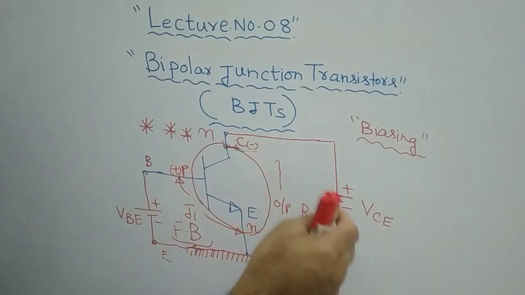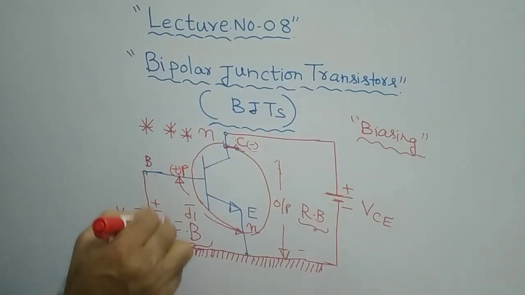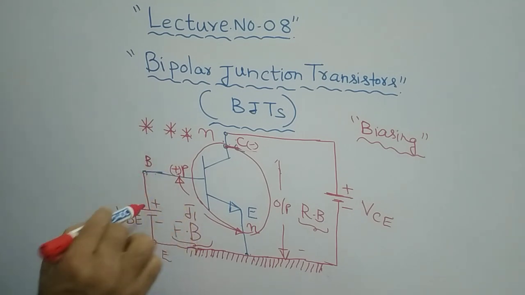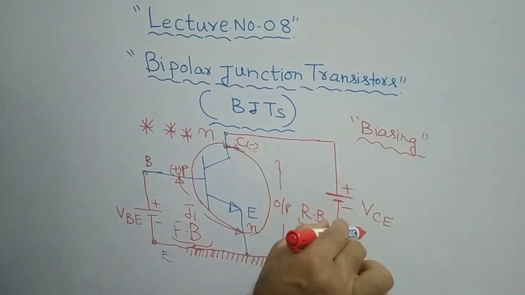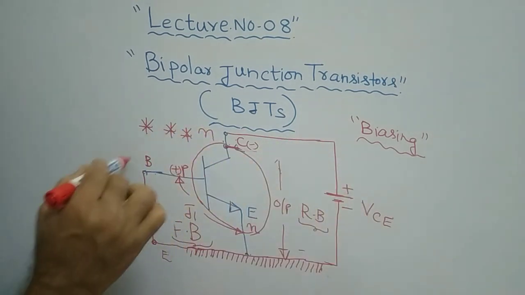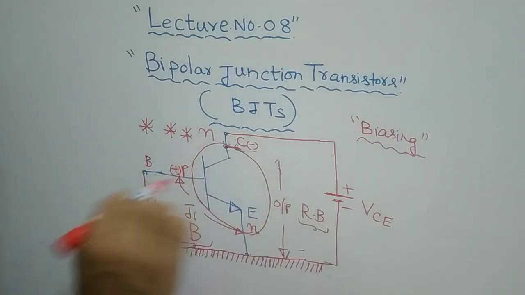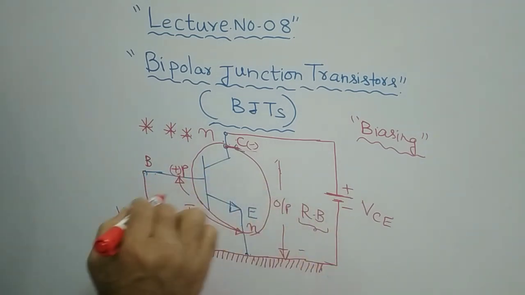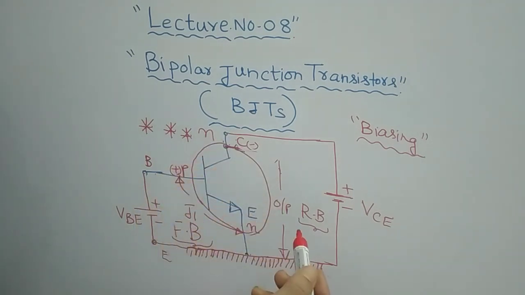And similarly, in the third case, if I keep the output junction in reverse bias itself, and I connect the input junction in reverse bias too, then both are reverse biased. If I connect these two power supplies in reverse bias condition, what happens? It will be the cutoff condition, that is called the cutoff state.